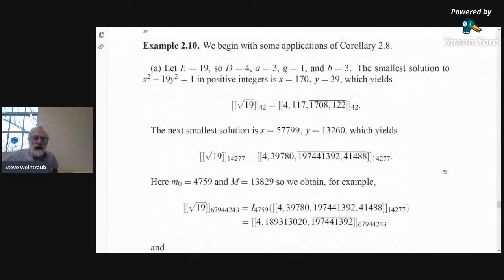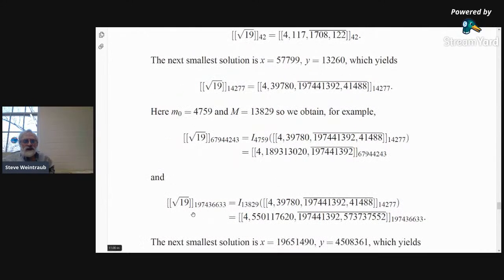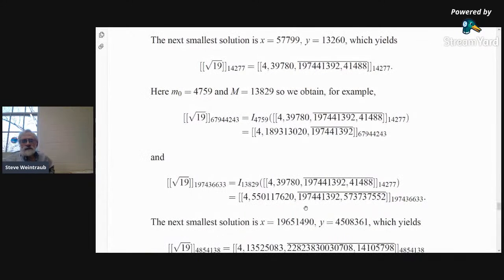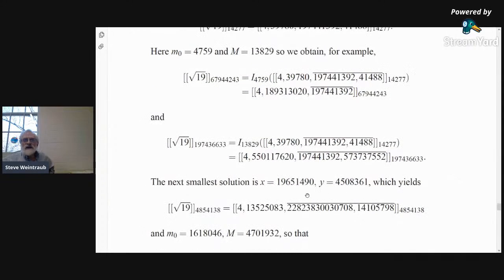And then I can impress you by inflating this. I could take the 4759-fold inflation of this. I would get the best continued fraction expansion of square root of 19 with numerator 67944243 would be this one, period 1, starting at A2, and the best continued fraction of square root of 19 with 197436633, an even bigger number, would be this one, periodic at period 2, starting with A2, right?